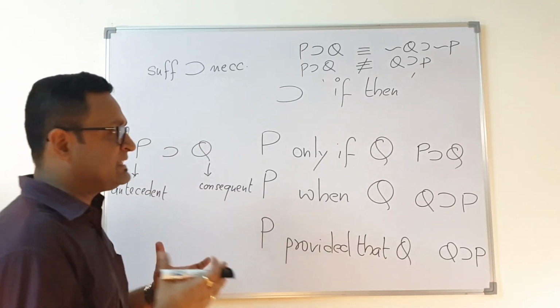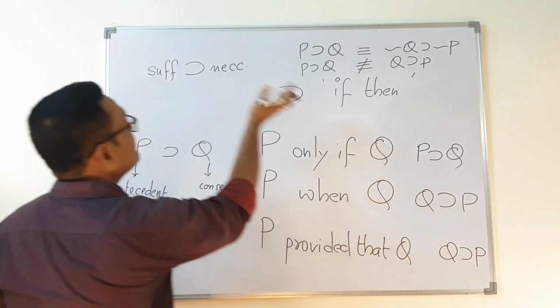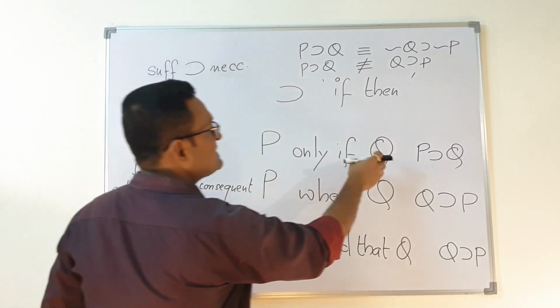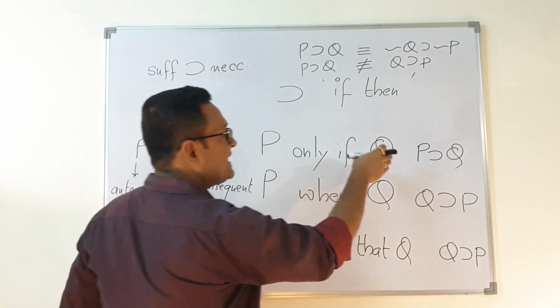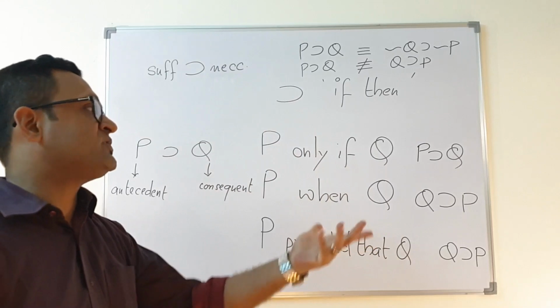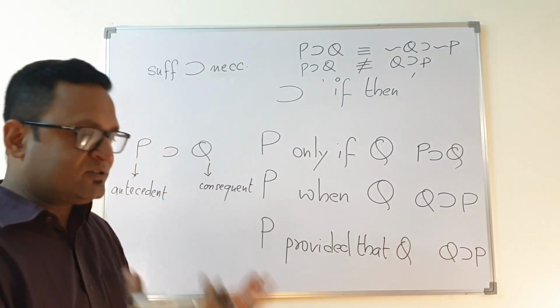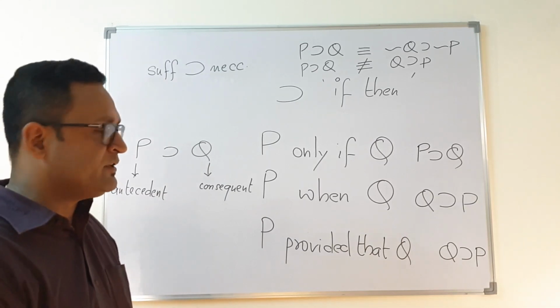So what is the necessary condition? This becomes the necessary condition. If this would have become the sufficient condition, it would have gone to this side, but since this is the necessary condition, it stays over here. So P only if Q, the symbolization is simply P implies Q. So this idea also needs to be understood by you.